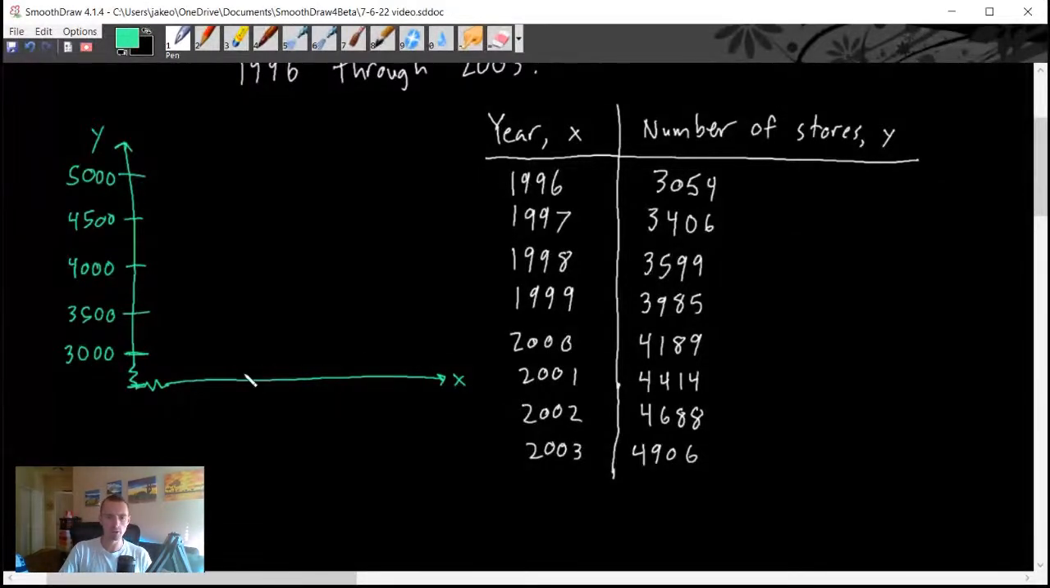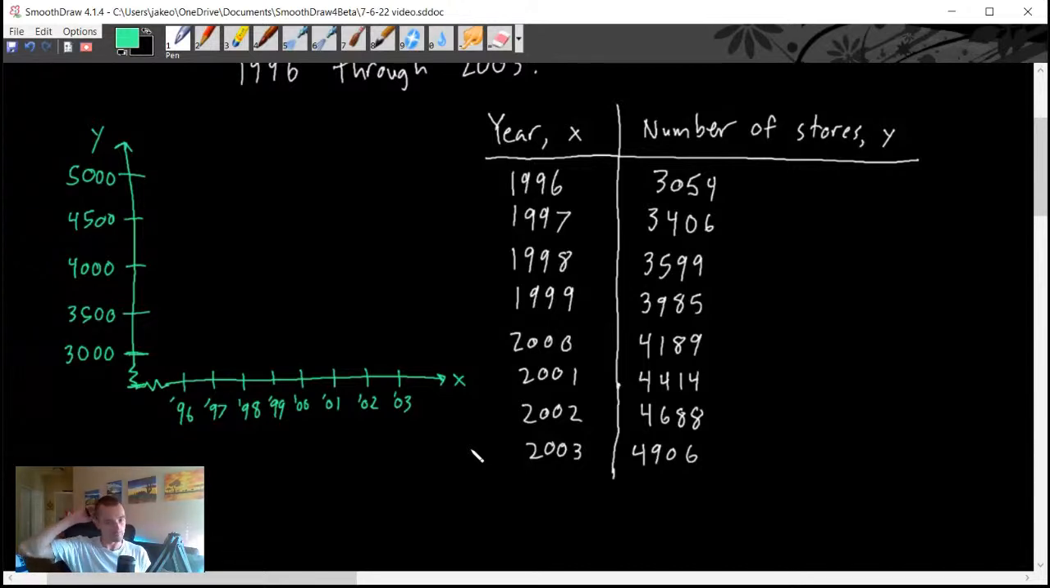Okay, so then similarly over here, we're basically just going to label all our years. So we're going to have 1996, 97, 98, 99, 2000, 2001, 2002, 2003. And then we'll just label them. So obviously I've shorthanded these, just written the final 2 digits of the years, but that's okay, just because we're trying to fit all these in a small space.